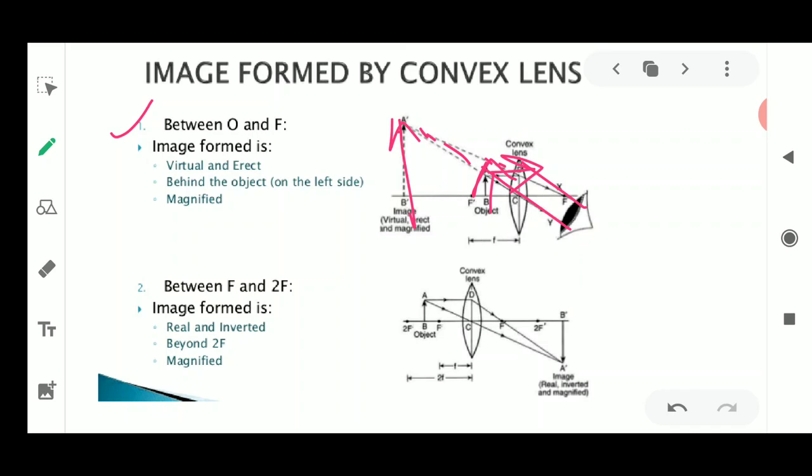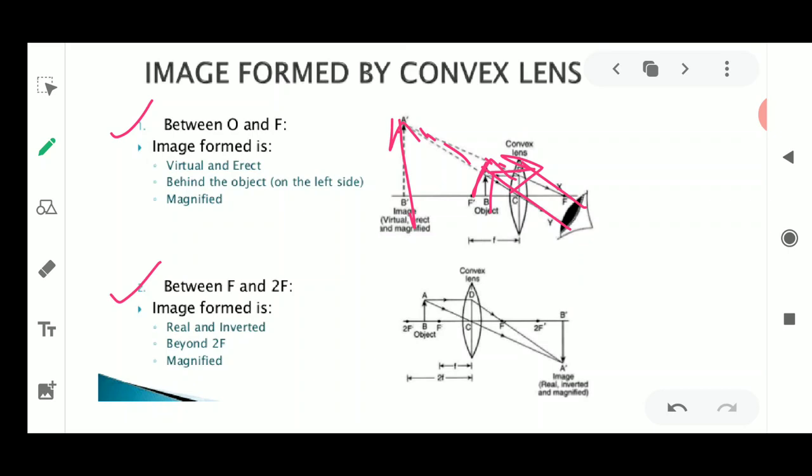Now next, we will keep the object at the place where we will obtain a real and inverted image. Let's see how that image is obtained. We have chosen this place between f and 2f, meaning the object is placed between the focus and the center of curvature. So what kind of image are we going to obtain? How will this image be formed?